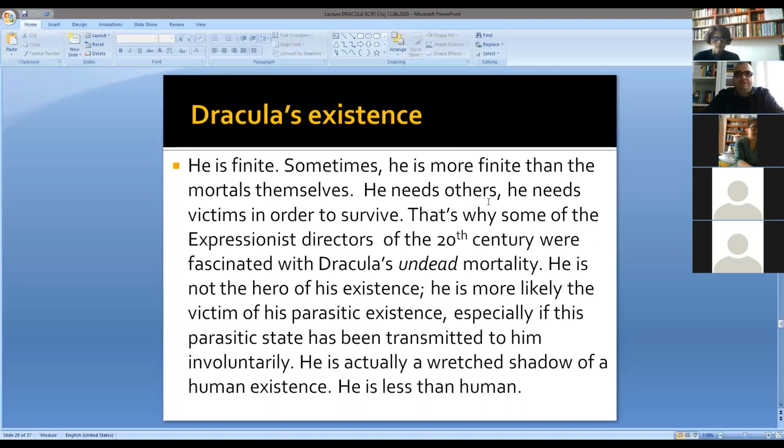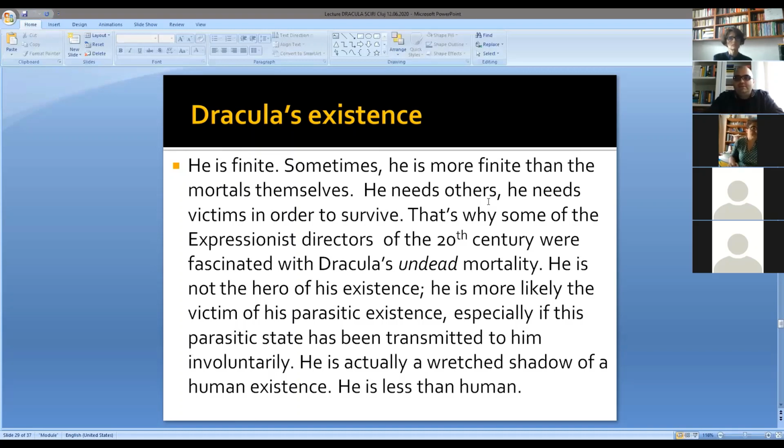He needs others, he needs victims in order to survive. He cannot survive by himself. So he is not independent, and the novel specifies this several times. He's not independent, he's not free. He's not free to control himself, he's not free to reason himself, and he's not free to sustain himself in life without his victims. He is dependent on his victims. That's why some of the expressionist directors of the 20th century were fascinated with Dracula's undead mortality. He is not the hero of his existence, he's more likely the victim of his existence, especially if this parasitic state has been transmitted to him not according to his will. He is actually a wretched shadow of a human existence.